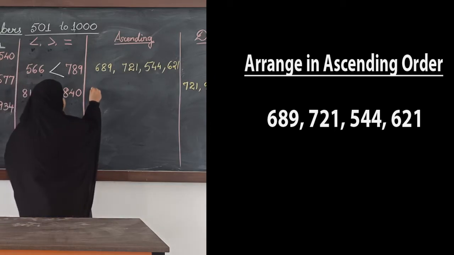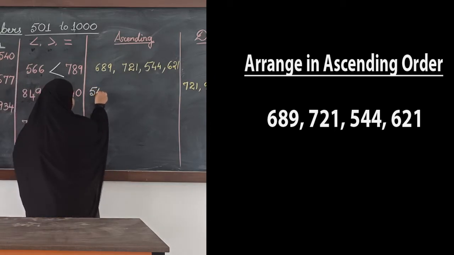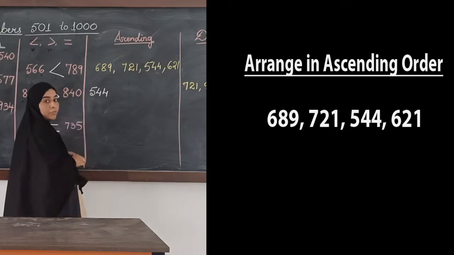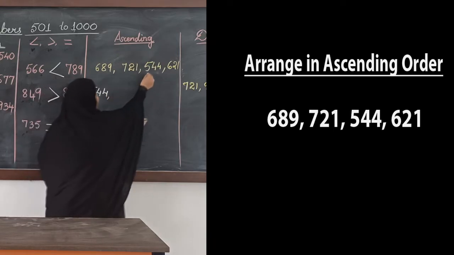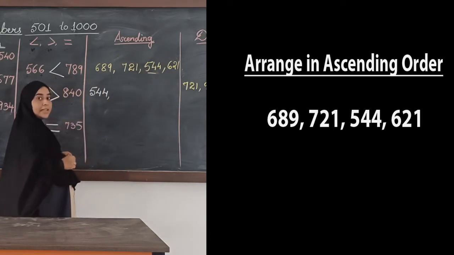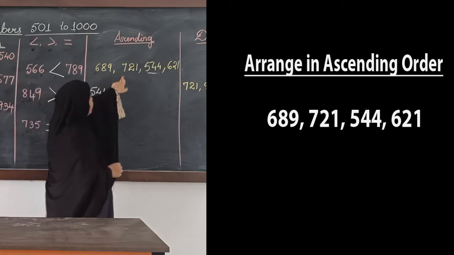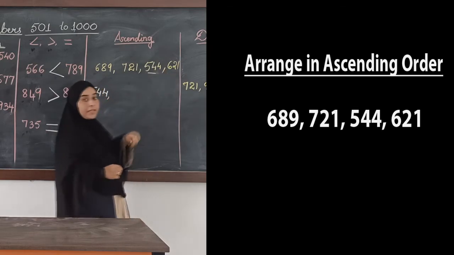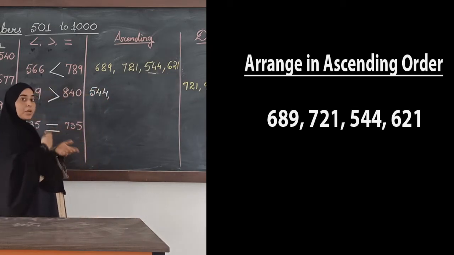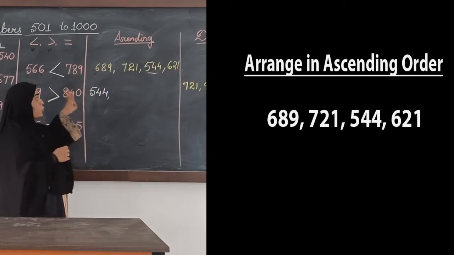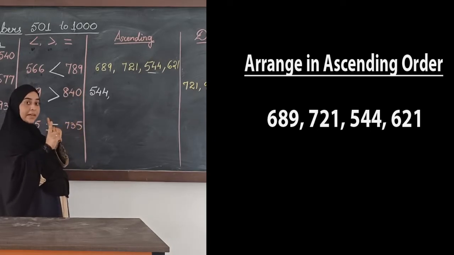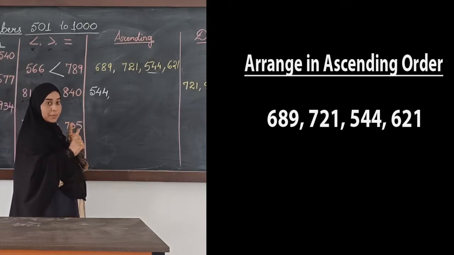So that number I will write first. 544. Okay. So this number we have already written. Next I have 3 more numbers with me. 600, 700, again I have 600. Now we know that 600 is smaller than 700. But I have 2 numbers with 600, 600, right? So we have to compare those 2 numbers now.